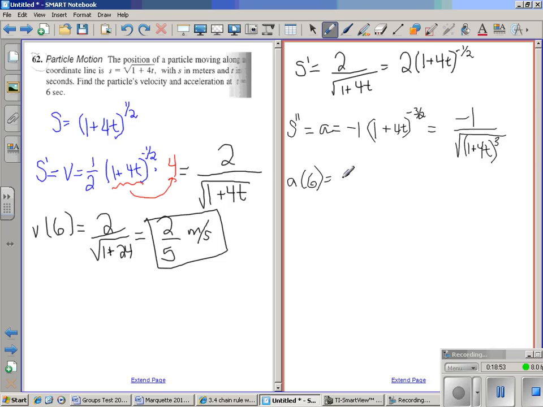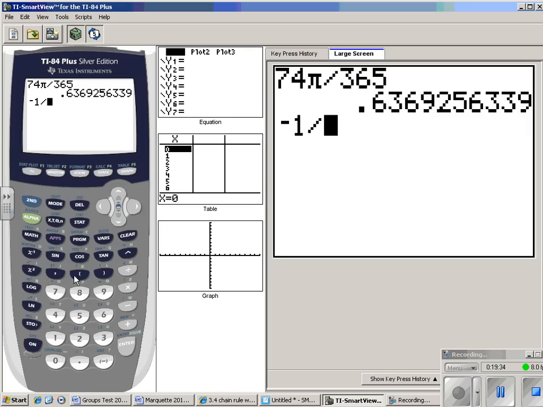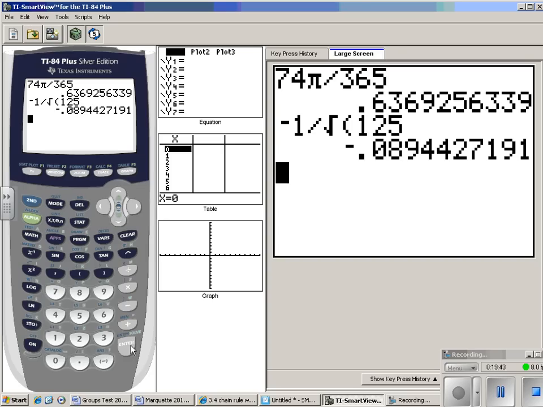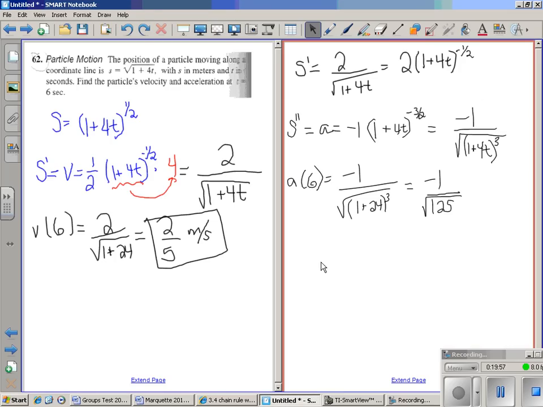So I'm taking a of 6. So it's negative 1 over the square root of quantity 1 plus 4 times 6, which is 24, cubed. So 1 plus 24 is 25. 25 cubed is 125. And it is 1 over the square root of 125. And if you want to find the square root of 125 and write it as a decimal, you could do that. So I could go over to my calculator and do negative 1 divided by the square root of 125. And so we get negative 0.0. Now take a look here. 3 significant digits, 0.0894. So negative 0.0894.